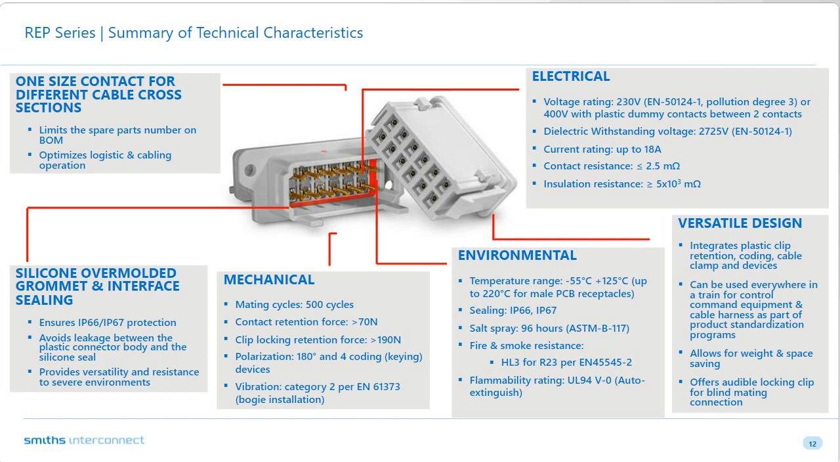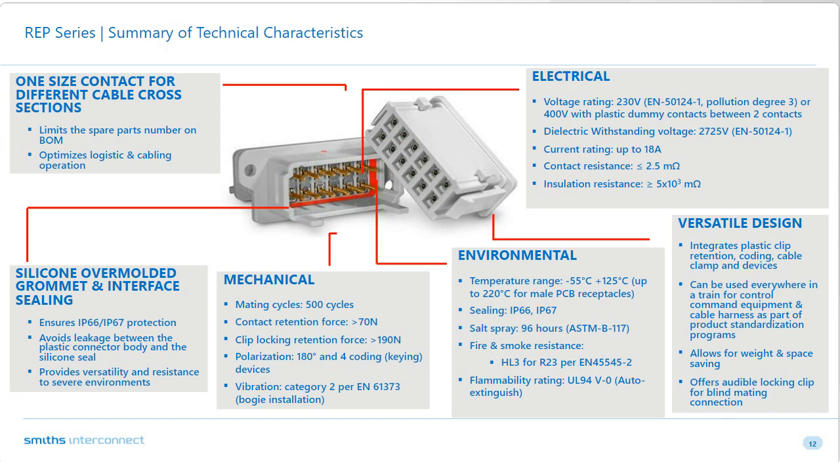With the contact, it's one size fits all, but particularly when you're using a hyperboloid. If you're using MR contact, then there are two different contacts for the cables. So this limits the number of spare parts or parts that you have to stock on the shelf. It optimizes therefore your logistics and your cabling operation.